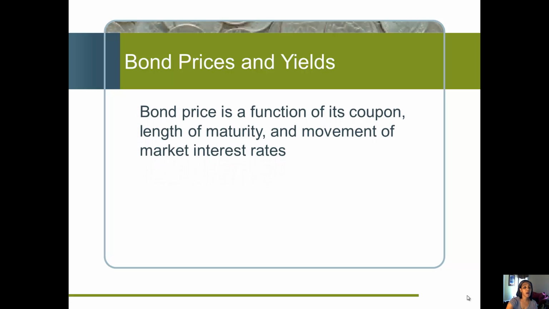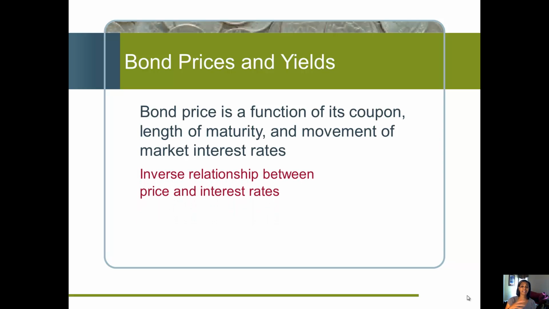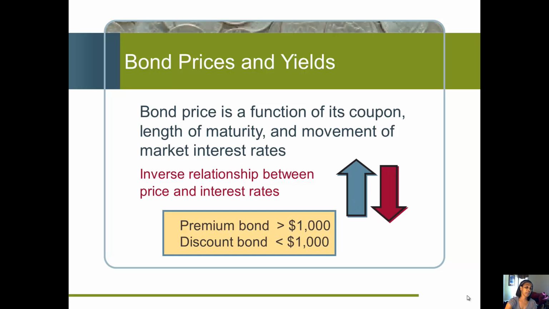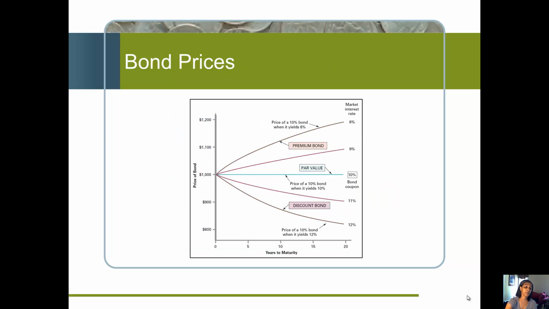Remember, we said that bond price moves inversely with interest rates, and it's a function then of the coupon payment and the length of time until maturity. And remember, again, we talked about the difference between a premium bond and a discount bond. A par bond, then, would be one that's selling at par or face value.